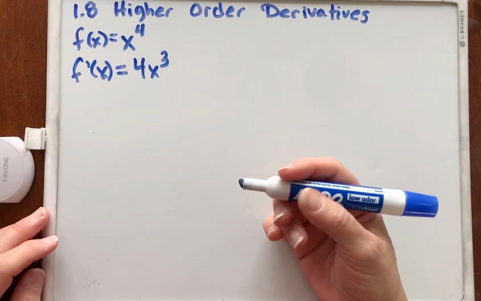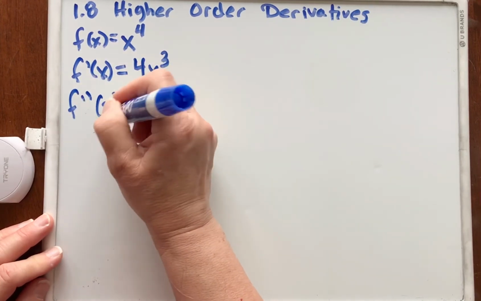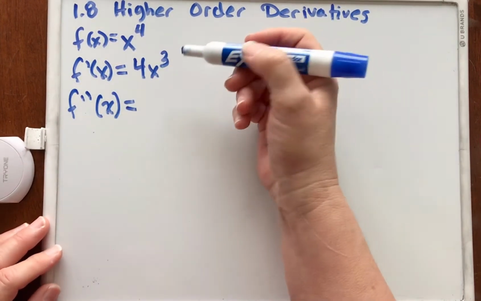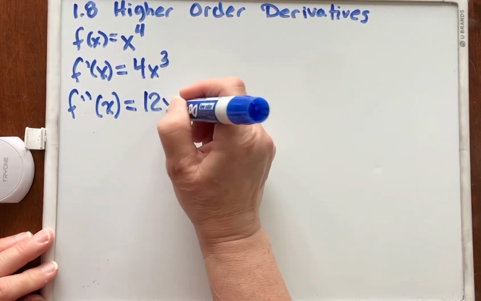Let's take the derivative of the derivative. We'll call this f double prime of x. So we'll take the derivative of 4x cubed, 3 times 4 is 12, and we have 12x squared.